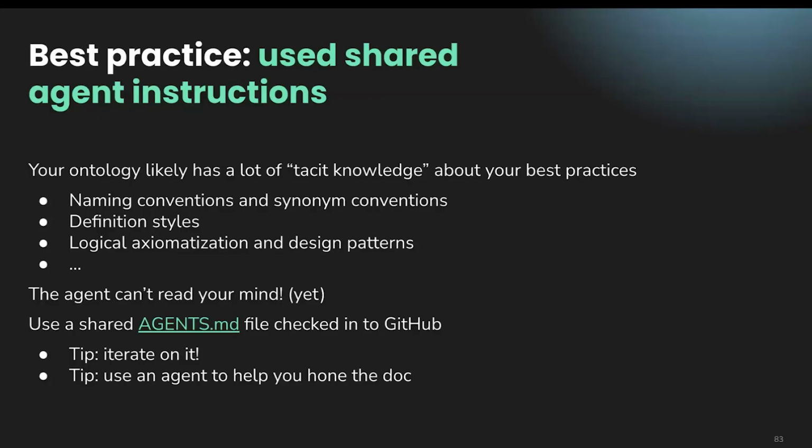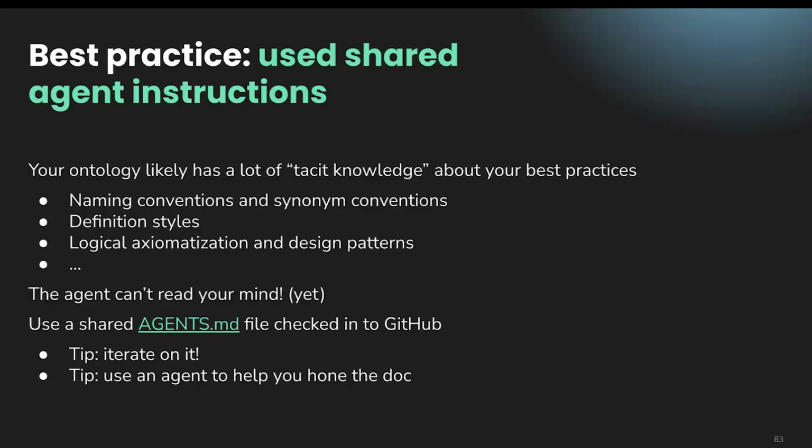The first thing that it's really important to emphasize is that you are the expert in your own ontologies, and you probably have a lot of tacit knowledge about best practices for your ontology, or the group of ontologies that you work with. This might be things like your naming conventions, how you do definitions, your style of logical axiomatization. Of course, one thing that we try to do in OBO, even pre-AI, is come together, share our best practices, and try to align on standardized ways of doing things.